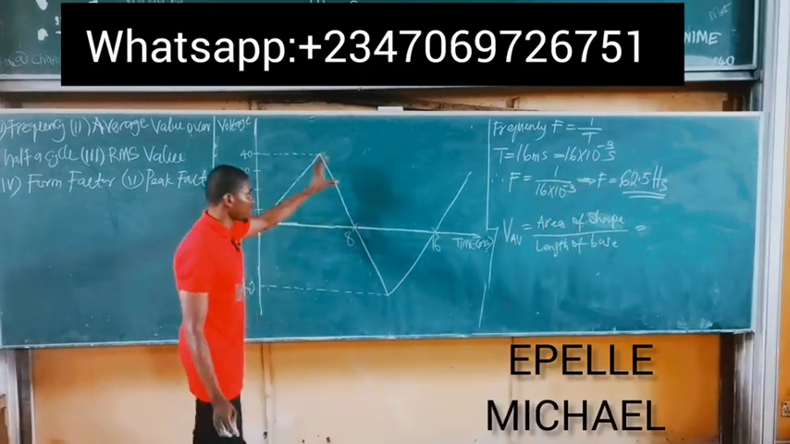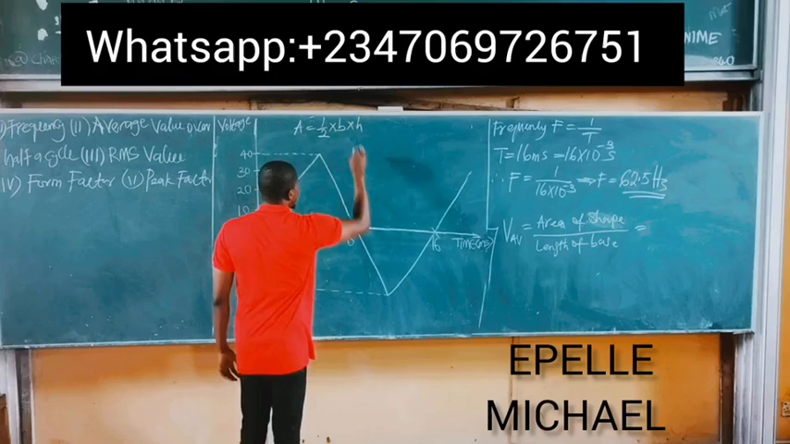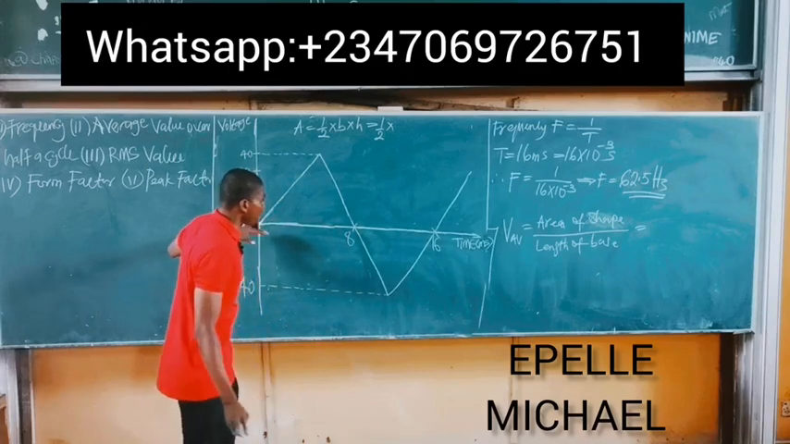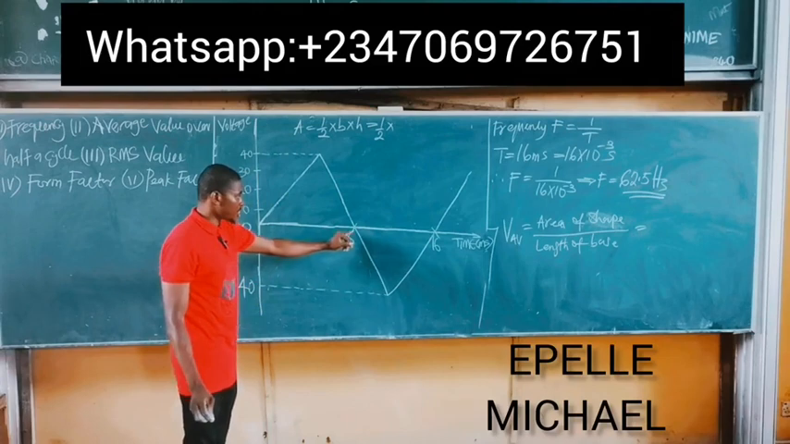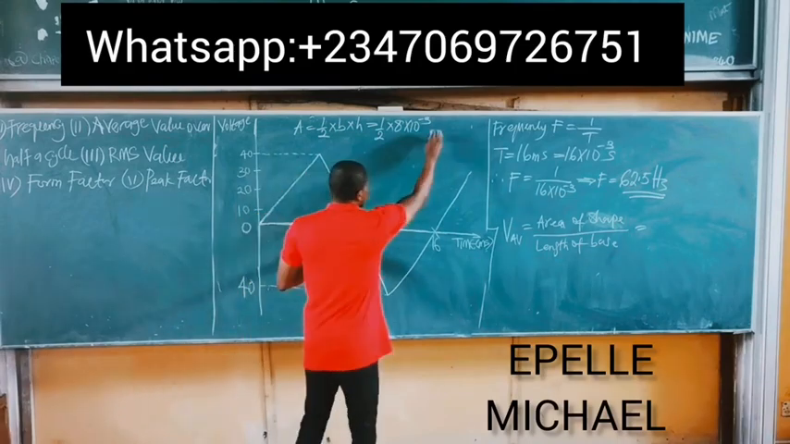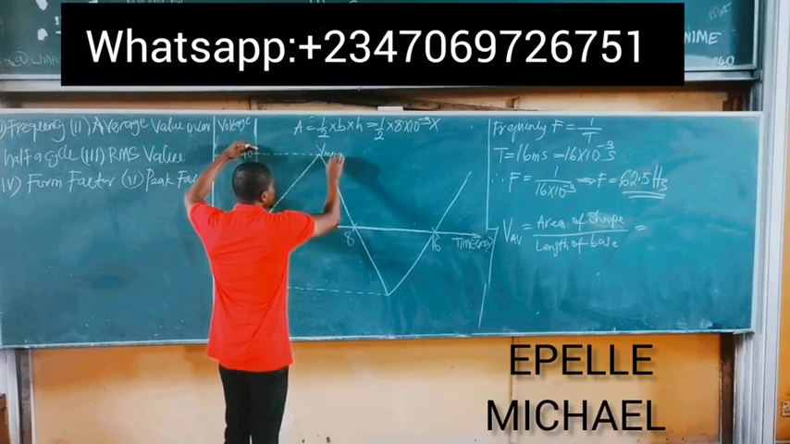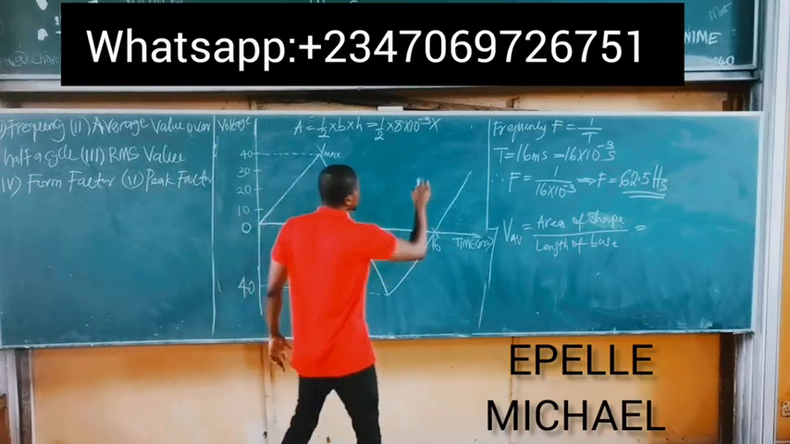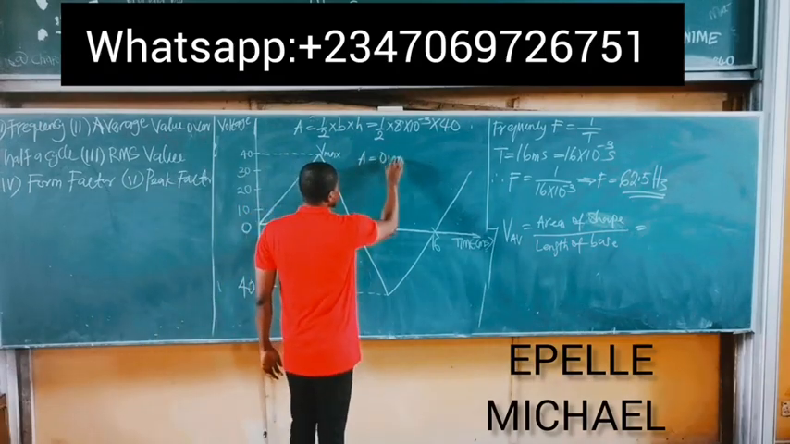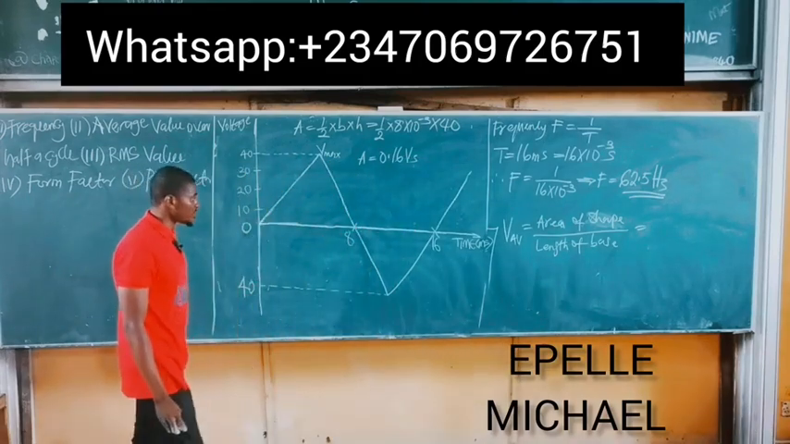The area of this curve, which is triangular in nature, is half times base times height. The base is the half of the cycle, which is 8 milliseconds, so 8 by 10 to the power of minus 3, multiplied by the height. The height is the maximum or peak voltage, Vmax, given here as 40 volts. So we multiply by 40. The area is 0.16 volt seconds, and that becomes the area of the shape.